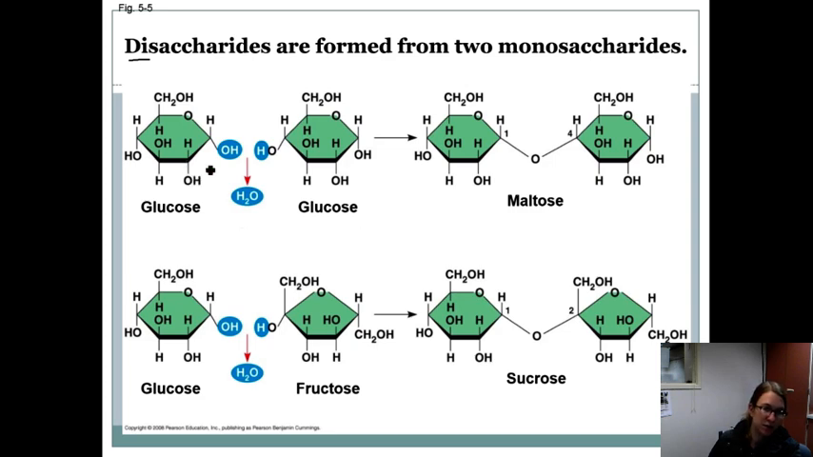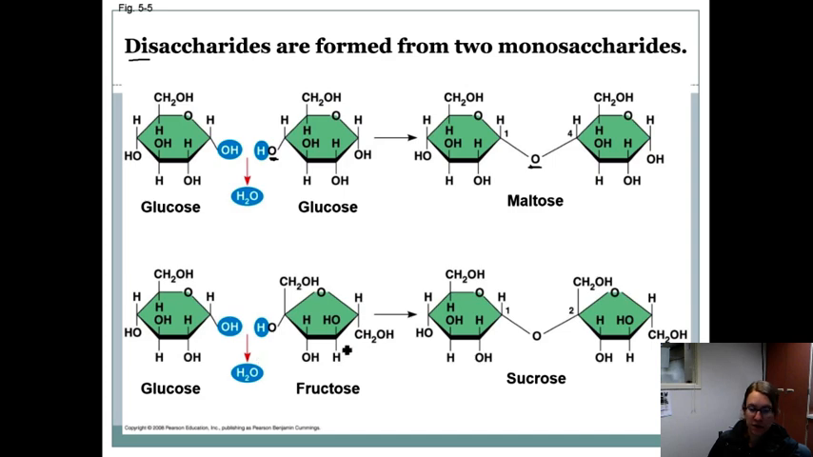So if you stick glucose and glucose together, you can see that there's still an extra little O in between them right there that we didn't use to make the water. So that's still going to be there when we stick the 2 together. So now we have maltose, which is made from 2 glucoses. You don't have to memorize which disaccharide is which, but know that if there's 2 monosaccharides connected, it's a disaccharide.